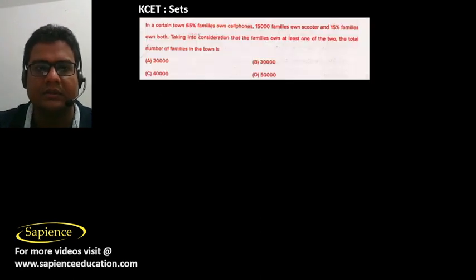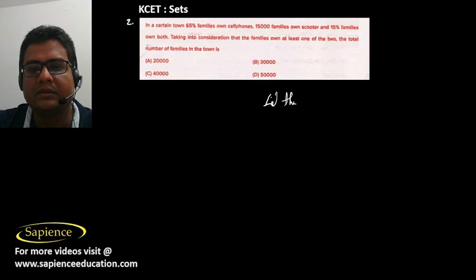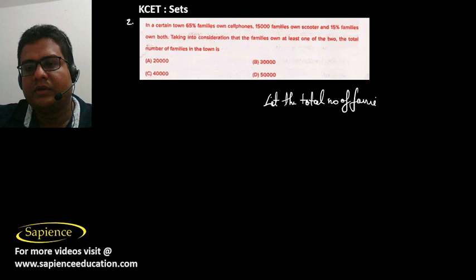Then in question number 2 it is told, in a certain town 65% families own cell phones, 15,000 families own scooter, and 15% families own both. Taking into consideration that the families own at least one of the two, the total number of families in the town is. So therefore, let the total number of families in the town be x.